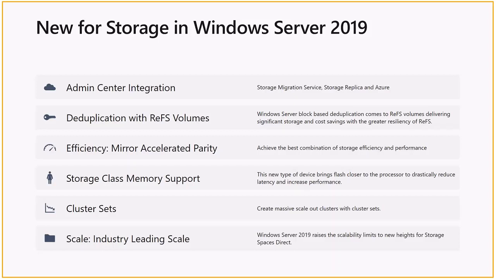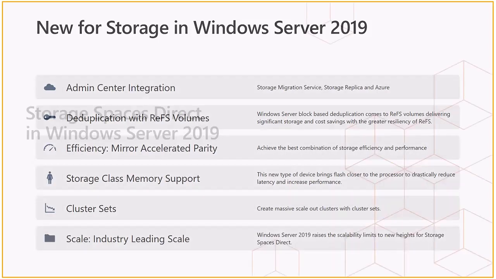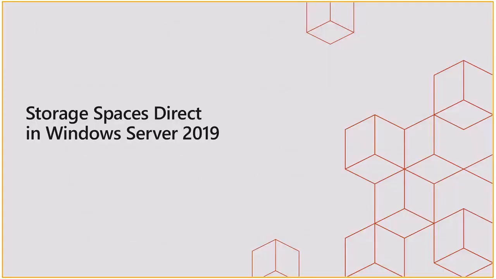Storage class memory support, we've already talked about. That's the Intel Optane memory. Cluster sets, so the capability to scale across multiple clusters to treat them as though they're one cluster. So an efficiency there of, rather than having to manage multiple clusters if you hit those limits, you treat them as essentially managing one cluster. So some improvements in management there. And scale around the capability for Storage Spaces Direct to increase in what it can handle and the amount of storage you throw at it.